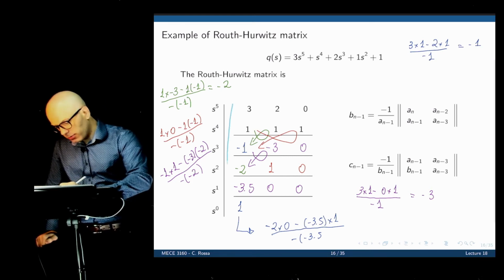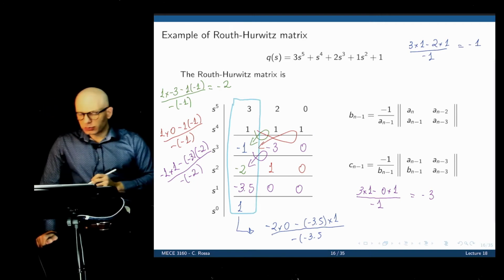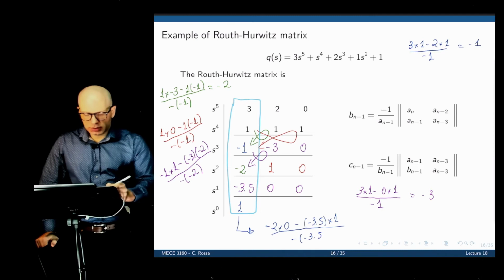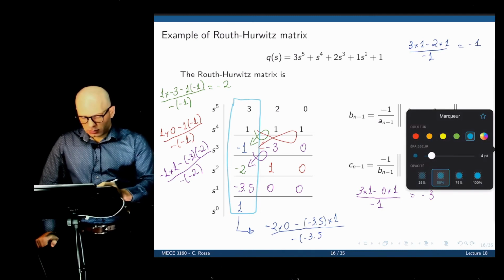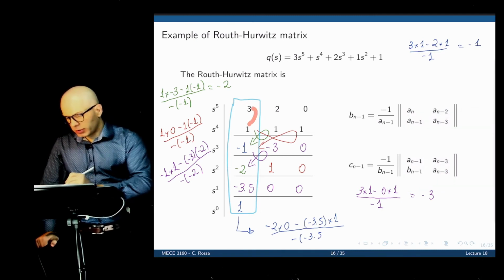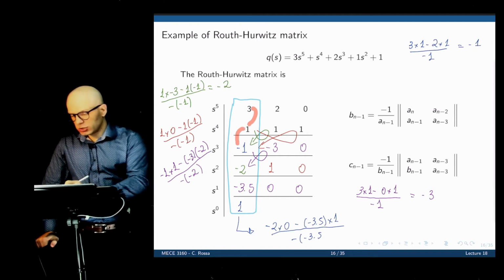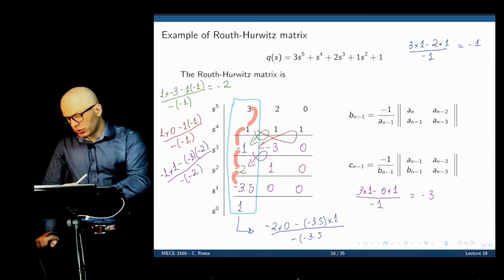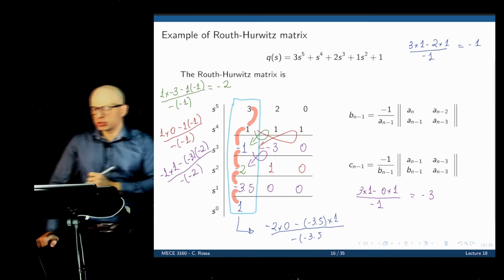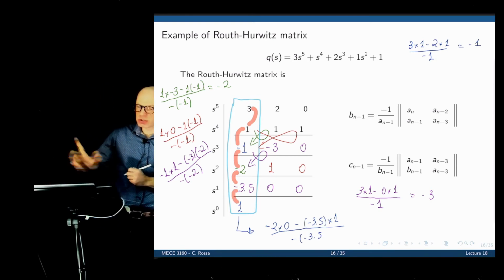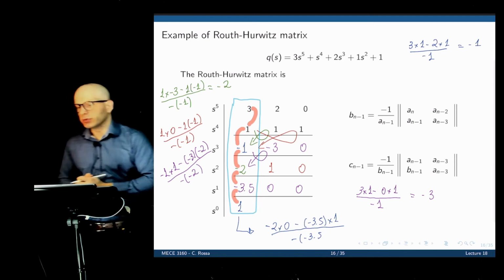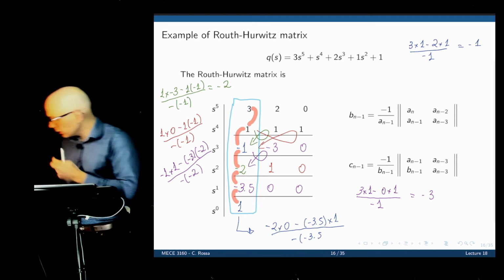How many unstable poles do we have? 2. 2 unstable poles. From here to there there is no sign change. From here to here, there is one sign change, no sign change, no sign change, and another sign change. So there are 2 sign changes, 2 unstable poles. Indeed.